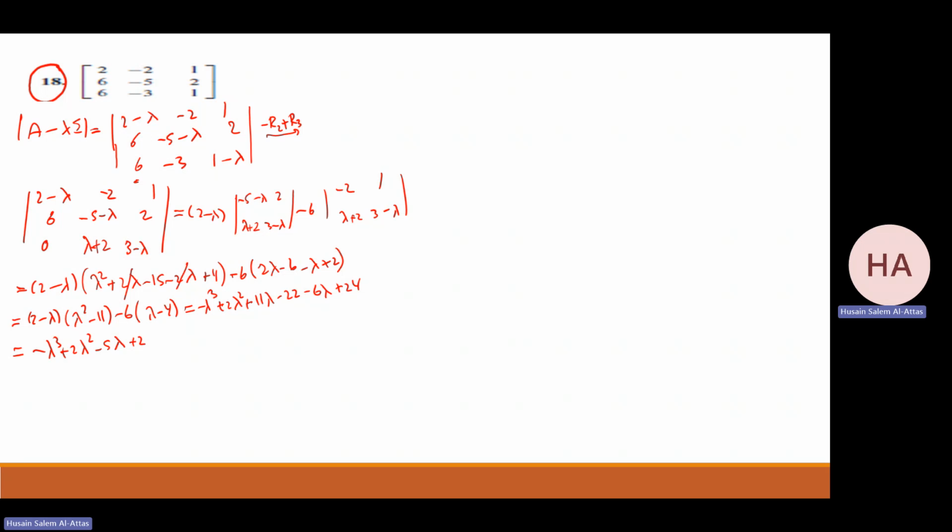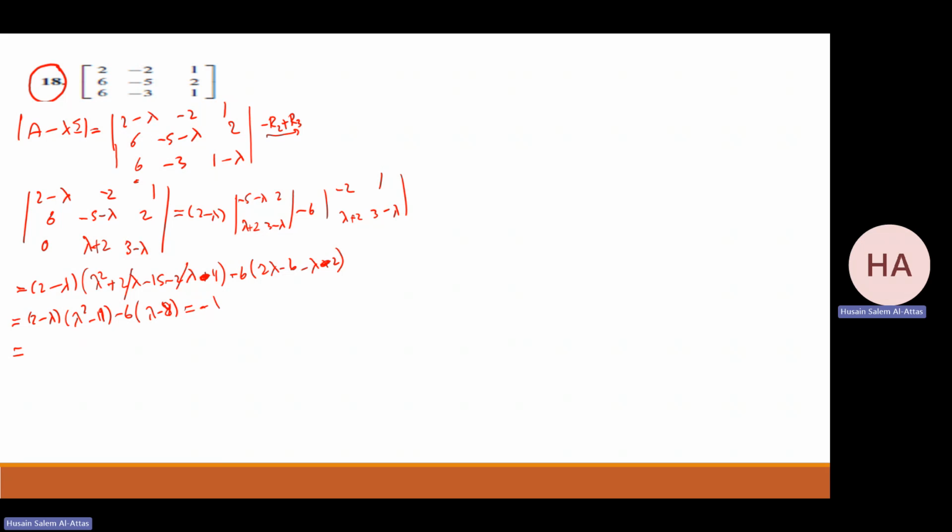I cancel this and this. I have this is plus 2. And that will make what? This is minus 4. And this is minus 2. So this is minus 19. And this is minus 8. This is cancelled. See what will happen. I'm getting the correct answer or not.